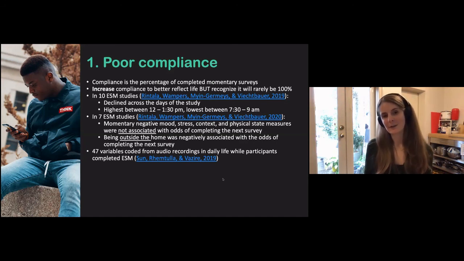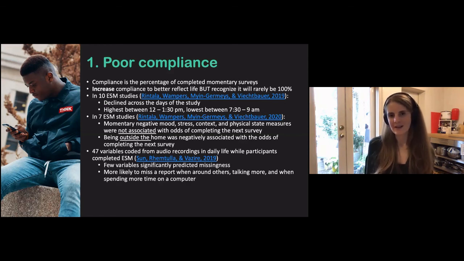In another study of compliance, Jessie Sun and her colleagues had 47 variables which they coded from audio snippets taken in daily life. And these audio snippets were taken while participants completed their ESM surveys. So what we could do is, as the title of the paper says, eavesdrop on why they might be missing the surveys. And what they found is of these 47 variables, very few of them significantly predicted missingness. And included in that were things like the emotionality of their speaking. So that was good for those of us who study emotion. But there were some predictors of missing a survey.